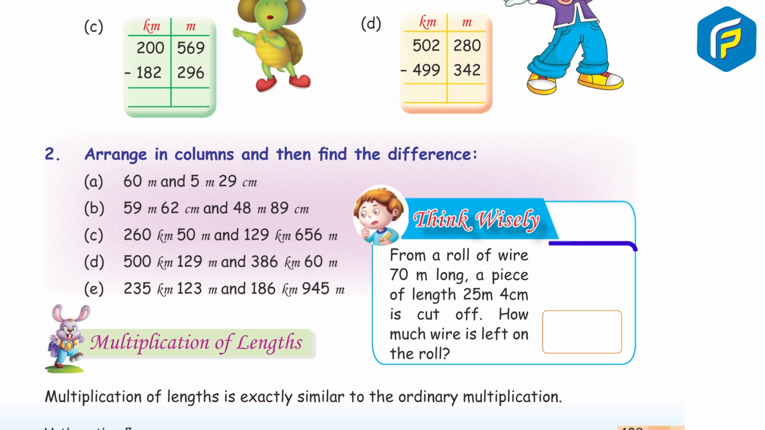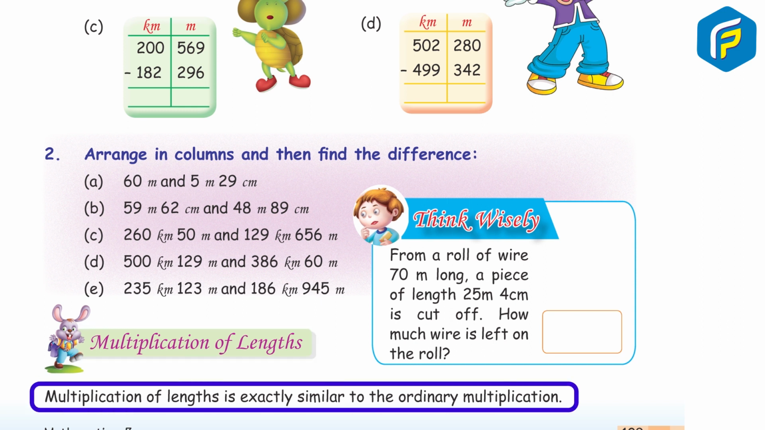Think wisely. From a roll of wire 70 meter long, a piece of length 25 meter 4 centimeter is cut off. How much wire is left on the roll? 44 meter 6 centimeter. Multiplication of length. Multiplication of length is exactly similar to ordinary multiplication.